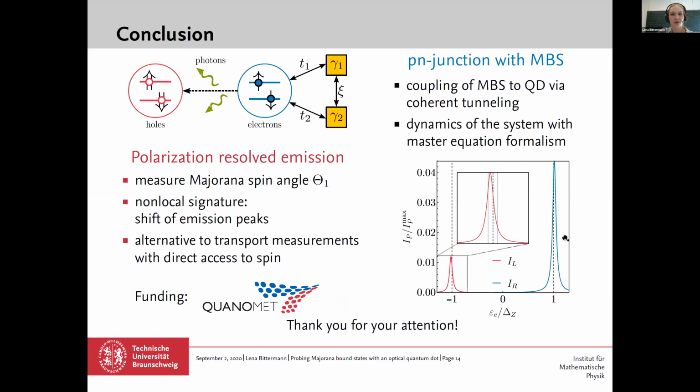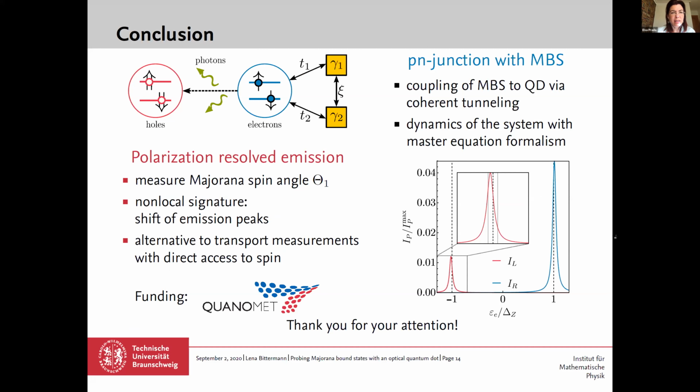And with this, I would like to conclude. I showed you our effective model where we coherently coupled electrons to Majorana bound states, and electrons and holes on a quantum dot can recombine to photons. The dynamics of the system are described with a master equation, which is then just a simple Pauli master equation. And in the polarization resolved emission, we could measure the Majorana spin angle for separated Majoranas, and we saw the non-local signature, which was the shift of the emission peaks here. And we think this is an alternative to transport measurements where we have direct access to the spin. And with this, I would like to thank you for your attention.